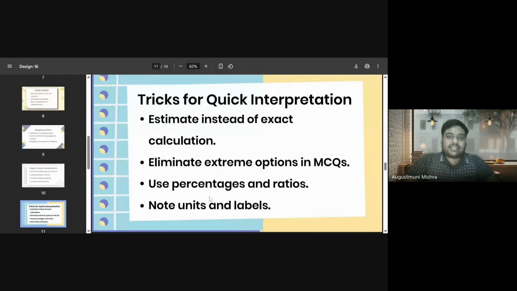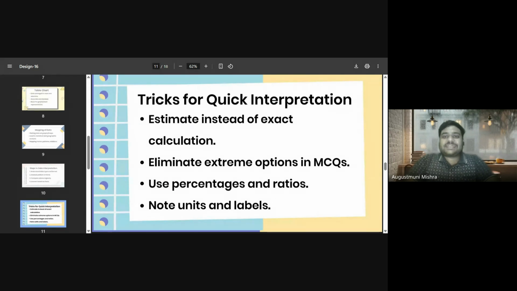Now here are some tricks for quick interpretation. Estimate instead of exact calculation. Sometimes, whenever you are solving a question, your estimation is correct. If you think you do not have time to calculate, using your smart brain you can just estimate things. Many times in the case of statistics, I saw that you can guess the things. Not every time, but in an emergency, when you do not have time to solve the issue, you can estimate it.